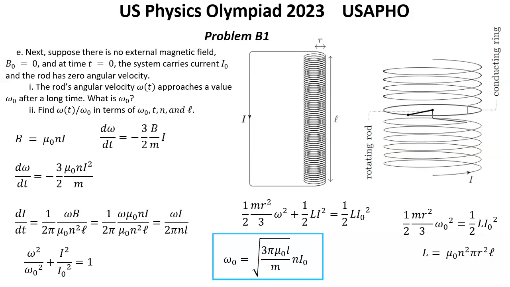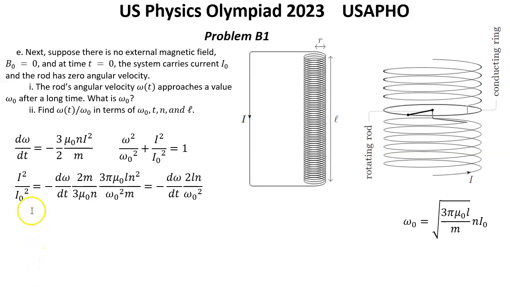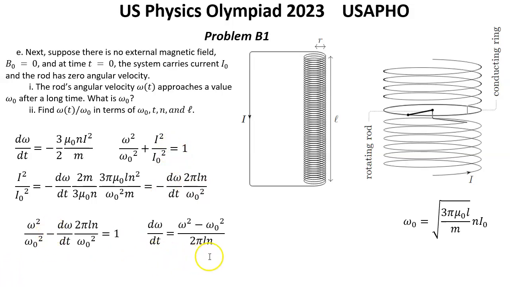Question 2. Find omega of t over omega 0 in terms of omega 0, t and L. Solution for question 2. Now we can use our energy conservation in this form. Also, we found that delta omega over delta t equals this expression through I squared. So now we can use I squared over I0 squared in this form and put it into this expression, which will give us this one or this one.